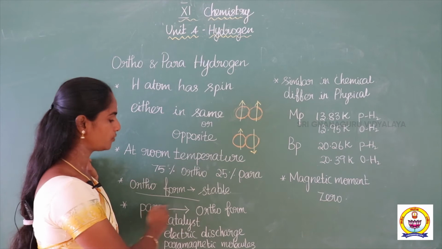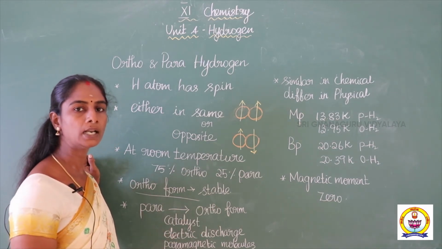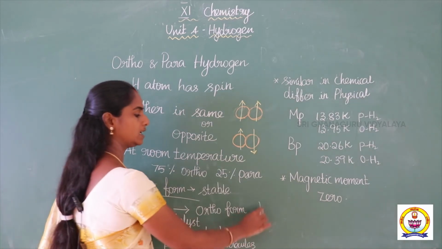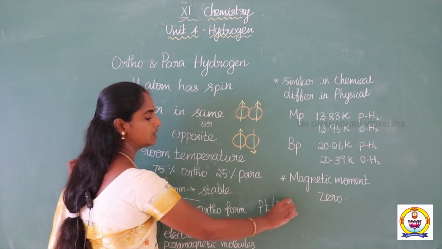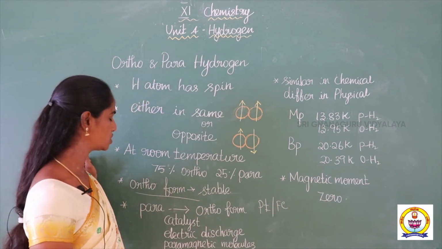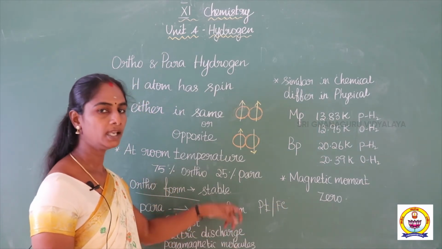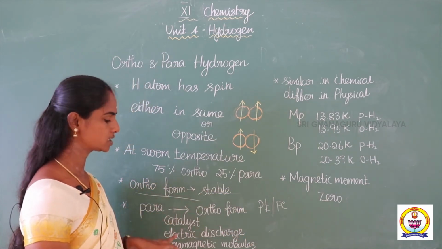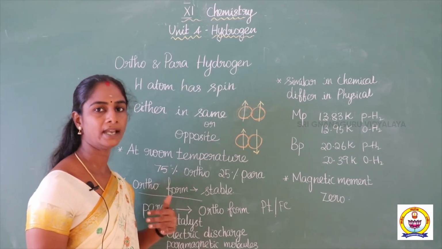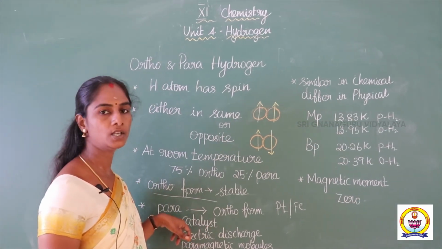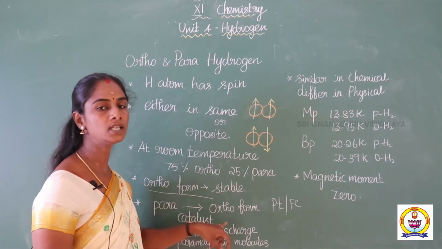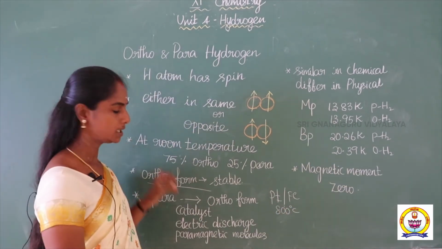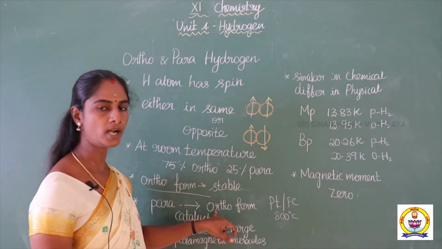How does the para form of hydrogen change to the ortho form? It happens in the presence of a catalyst such as platinum or iron. When the catalyst is present, it is converted between the para and ortho forms. Otherwise, this para to ortho conversion is done by passing the para hydrogen through an electric discharge and heating up to 800 degrees Celsius.